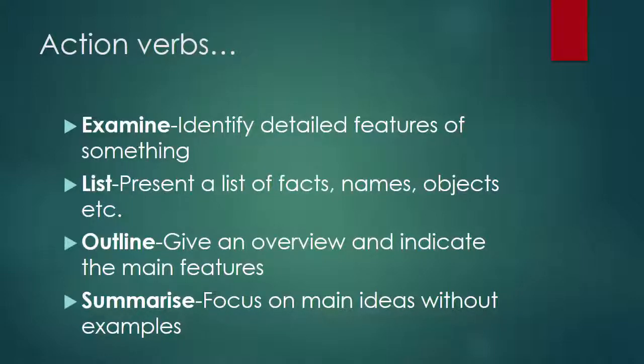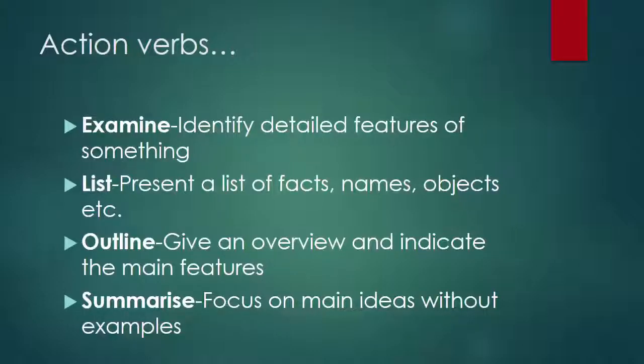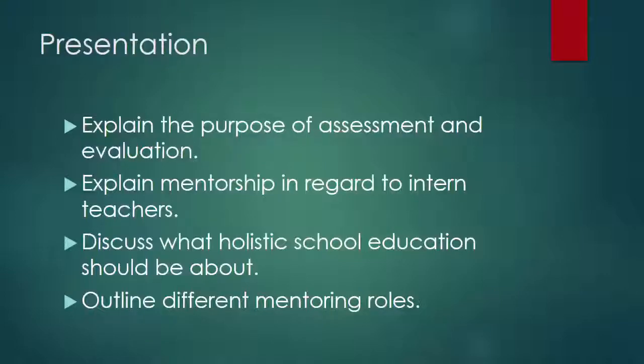List. You must be able to present a list of facts, names, objects. It's simply listing. You don't have to give details here because you are just naming. You are just listing. Outline. You give an overview and indicate the main features. While summarize, you focus on the main ideas and you don't really have to give examples.